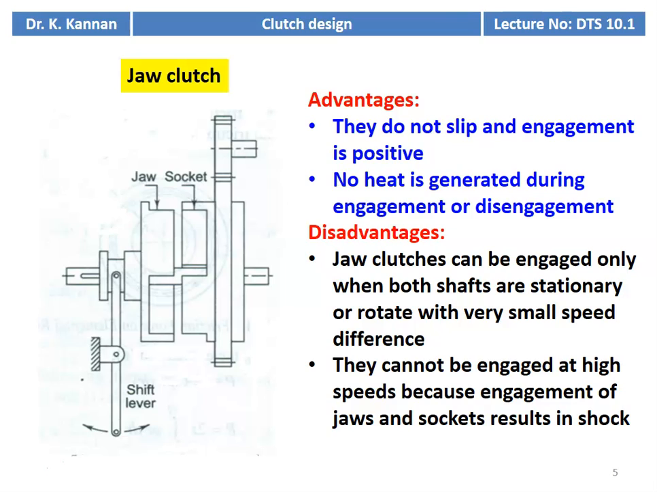And disadvantages: jaw clutches can be engaged only when both shafts are stationary or rotate with a very small speed difference. So the speed difference should be very, very small, right? If it is stationary, it is comfortable to engage or disengage the clutch. They cannot be engaged at a high speed because engagement of jaw and sockets results in shock. So those are the disadvantages of the jaw clutch.